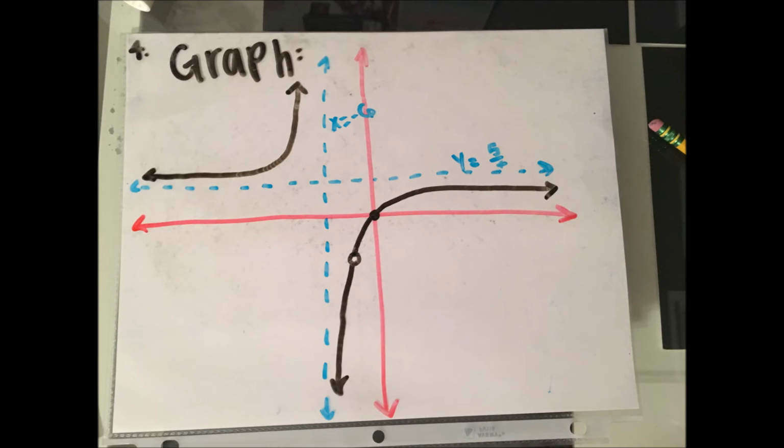Lastly, this is what the graph would look like, and this shows the vertical asymptote at x equals negative 6, the horizontal asymptote at 5/4, and then the hole also at negative 10.